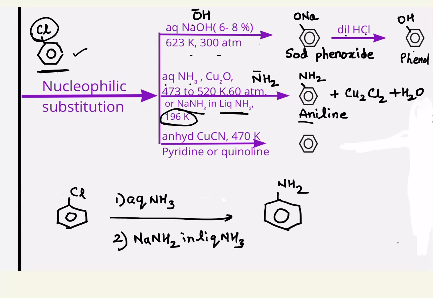Would you like to try the third nucleophilic reaction yourself? That is reaction with anhydrous cuprous cyanide, 470 Kelvin, using pyridine or quinoline as a solvent. Go ahead. So what will be the nucleophile over here? Absolutely right. So we will have CN over here, right? Don't worry, it's the same thing. Instead of writing the CN there, I have put it here. Yes, you can put it like this also.